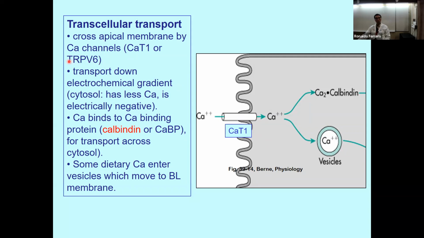TRPV6 stands for transient receptor potential channels. And there is also a calcium channel in the kidney that Dr. Rojas will be discussing. That's TRPV5. So TRPV6 is an important transporter because for a lot of us, we are deficient in calcium.